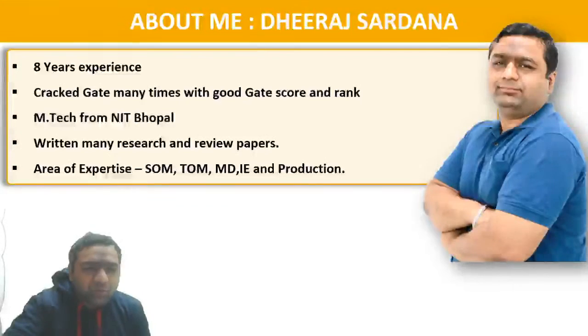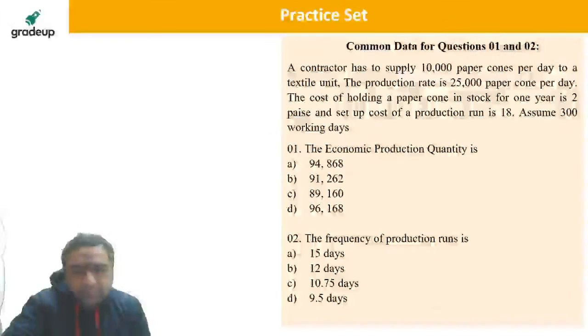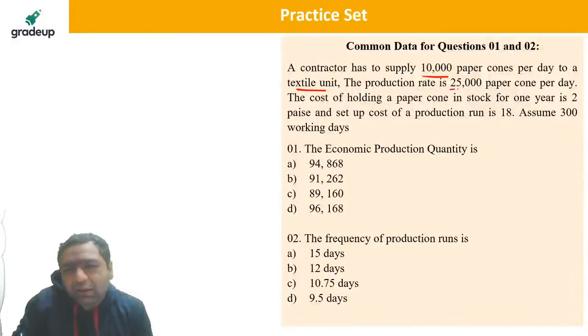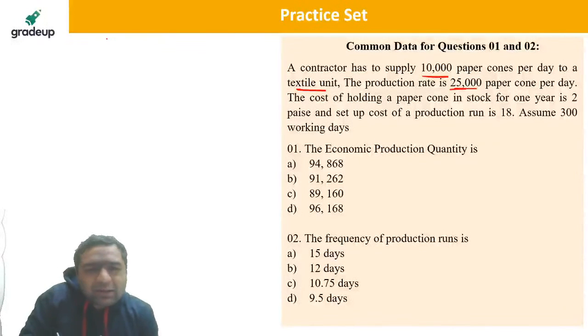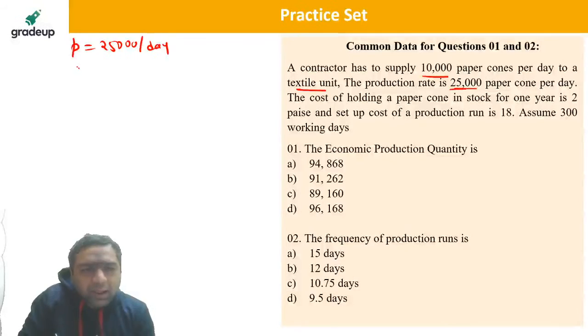As you know, we were discussing the industrial engineering part. So this is a question from industrial engineering. A contractor has to supply 10,000 paper cones per day to a textile unit. The production rate is 25,000 paper cones per day. Production rate and demand rate are given to you. P is 25,000 per day and D is 10,000 per day.